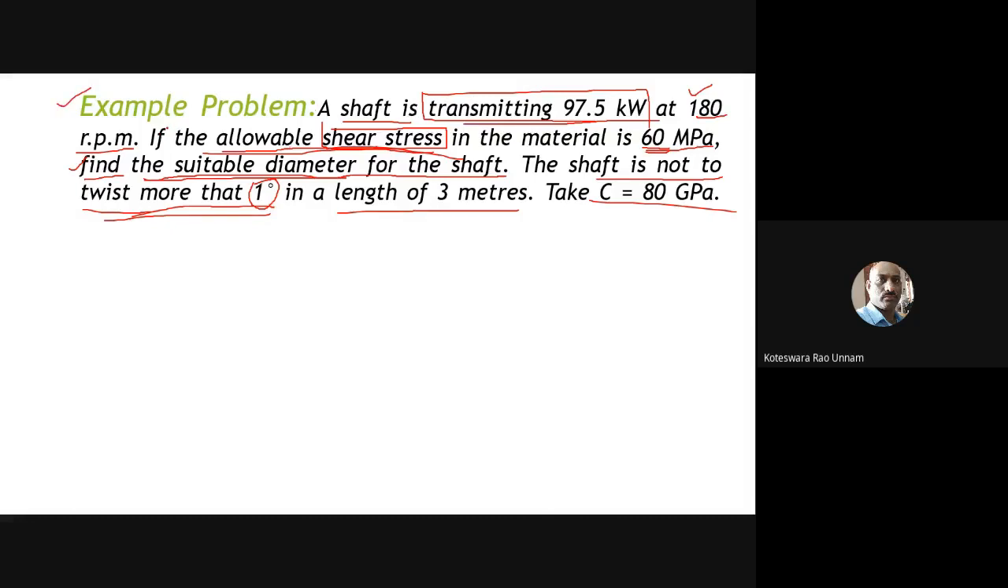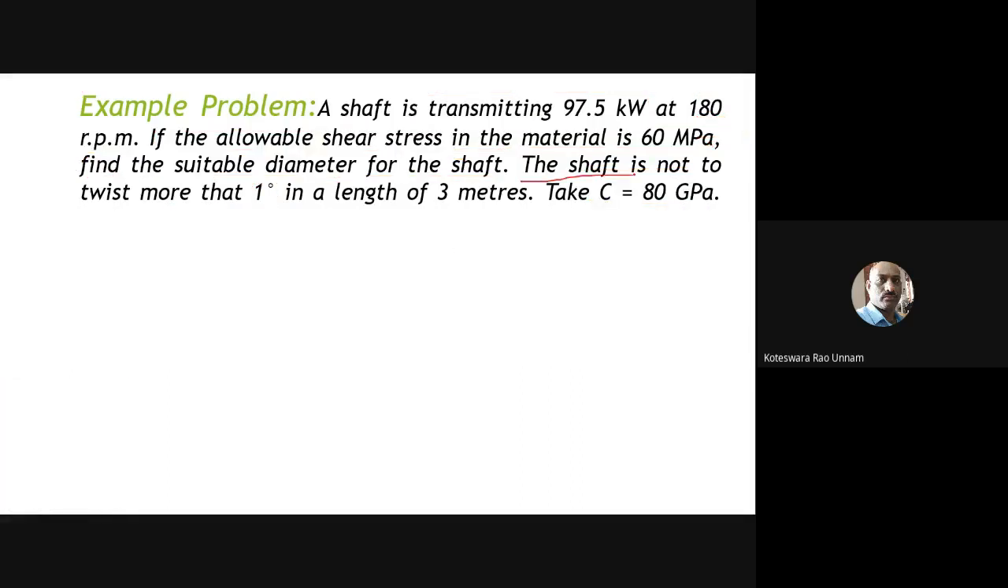So the shaft is designed based on two criteria, like I already mentioned. That's the same as what is given here. If you design the shaft based on strength, that is the first point. The first condition corresponds to the strength criteria, and the second condition, that the shaft is not to twist more than 1 degree, is based on the stiffness criteria.